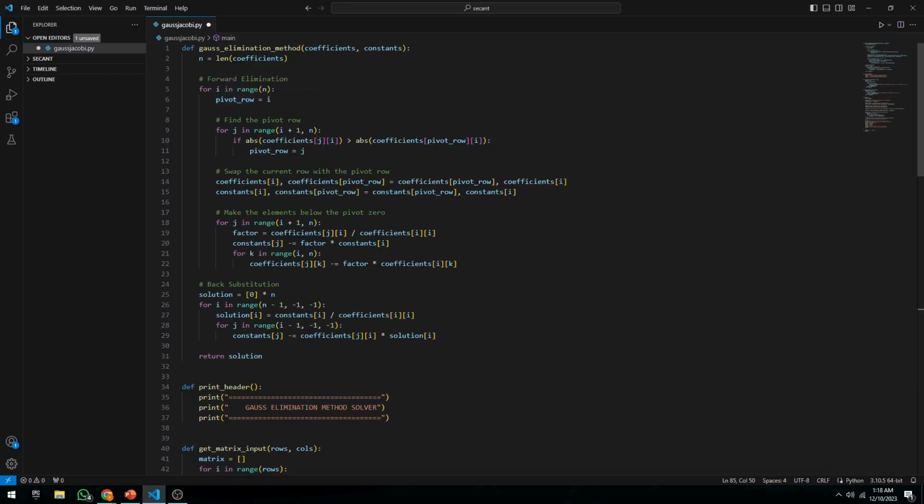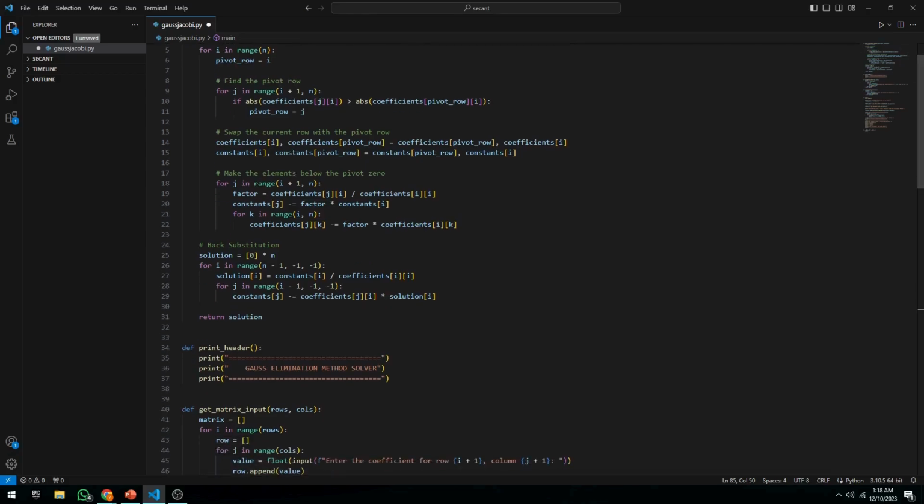So our variable called pivot_row will be equal to i, and then we'll apply another for loop, and basically the parameter in this will be i plus 1 and n, and this is basically to find the pivot row. If the absolute of coefficients[j][i] is greater than the absolute of coefficients[pivot_row][i], then we will swap the current row with the pivot row. This is what we will use for swapping: coefficients[i] and coefficients[pivot_row] equals coefficients[pivot_row] and coefficients[i].